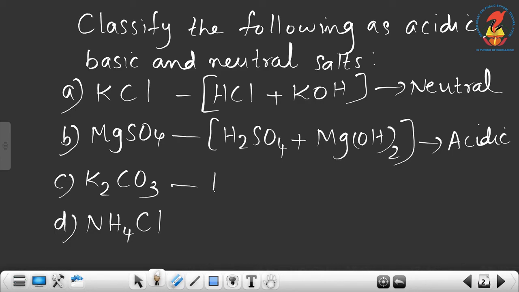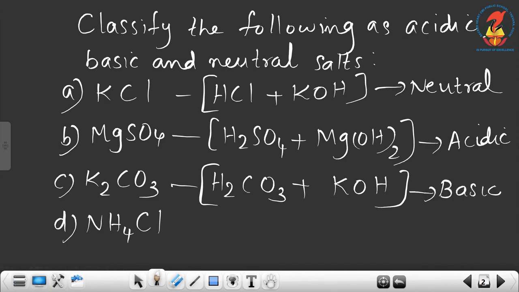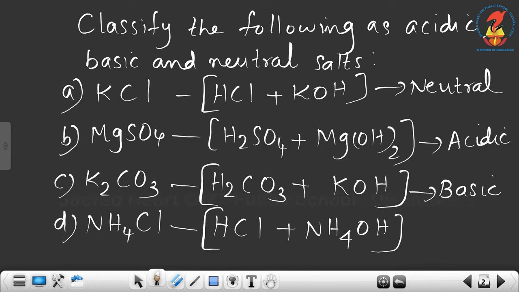Now K2CO3. What is the acid here? Carbonic acid. Carbonate is a salt of carbonic acid plus KOH, potassium hydroxide. Weak acid, strong base. So what is its nature? Basic nature. So it is a basic salt. Now NH4Cl, ammonium chloride. Since it is a chloride, the acid is hydrochloric acid, and the base is ammonium hydroxide. Strong acid, weak base, so it is acidic in nature.